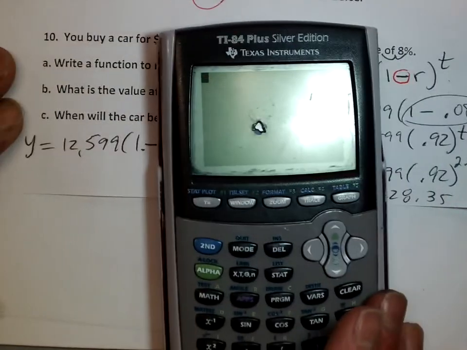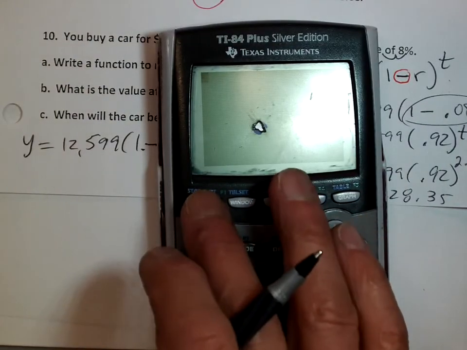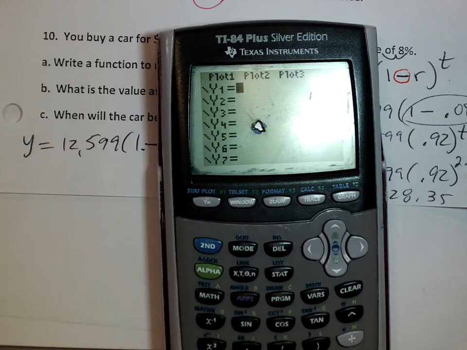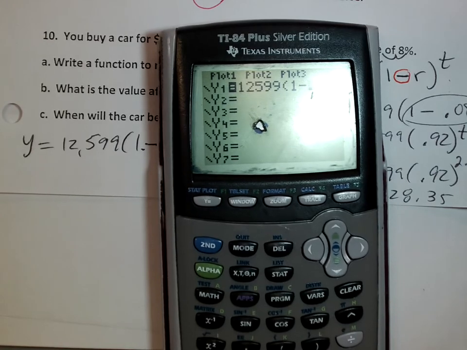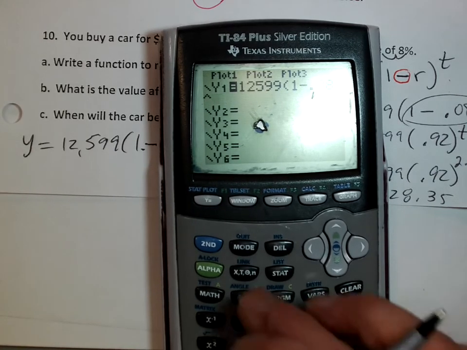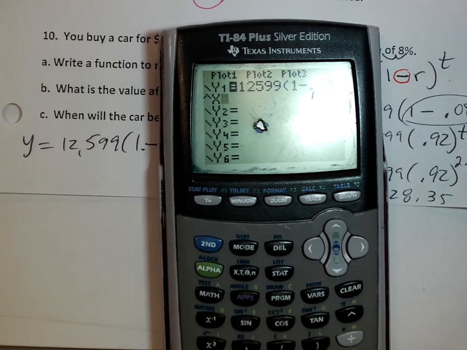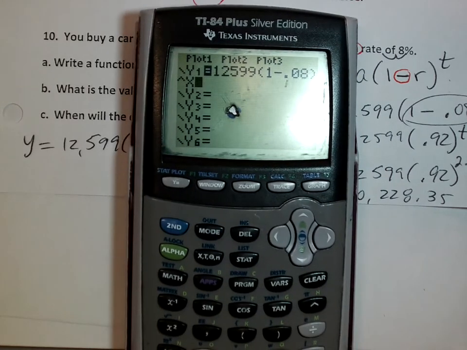I'm going to go to y equals, and I'm recording so you can always watch this later. And I'm going to enter 12,599 times parentheses 1 minus 0.08 to the x power. I won't do t, it just says x. And I'm also going to enter 3,000.